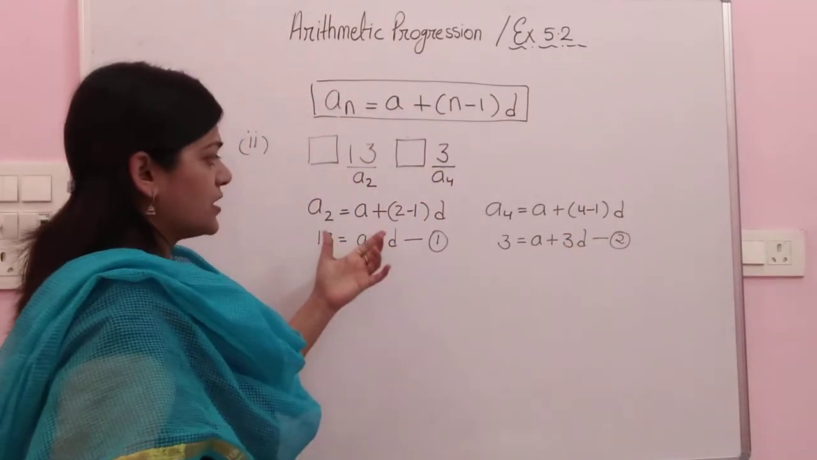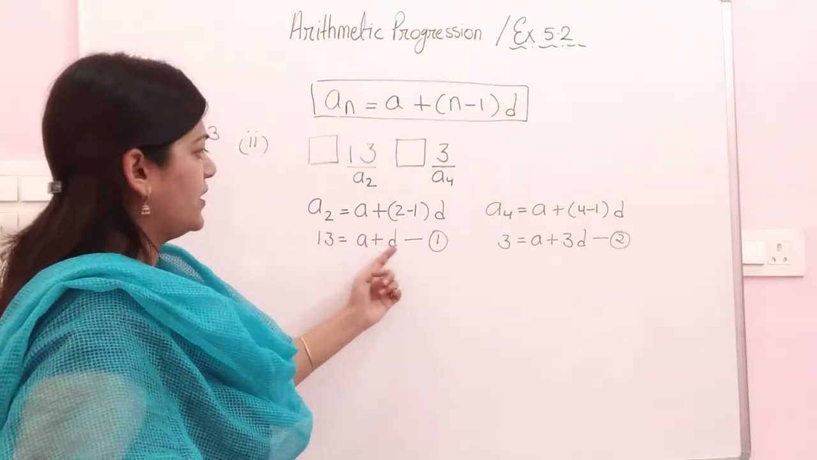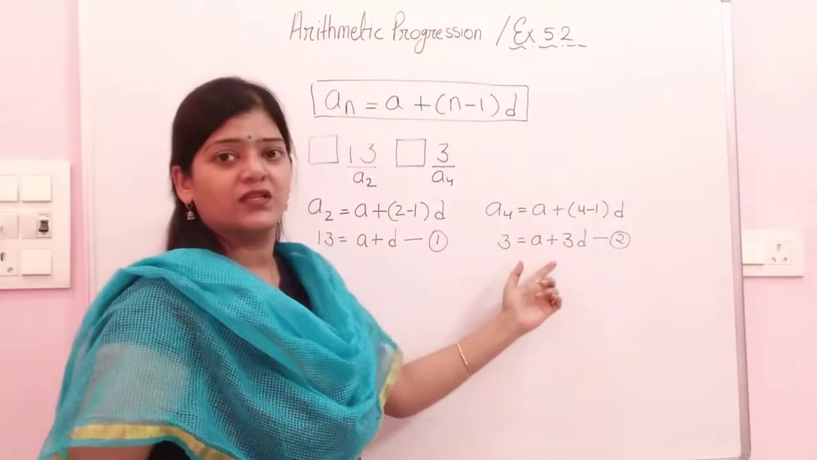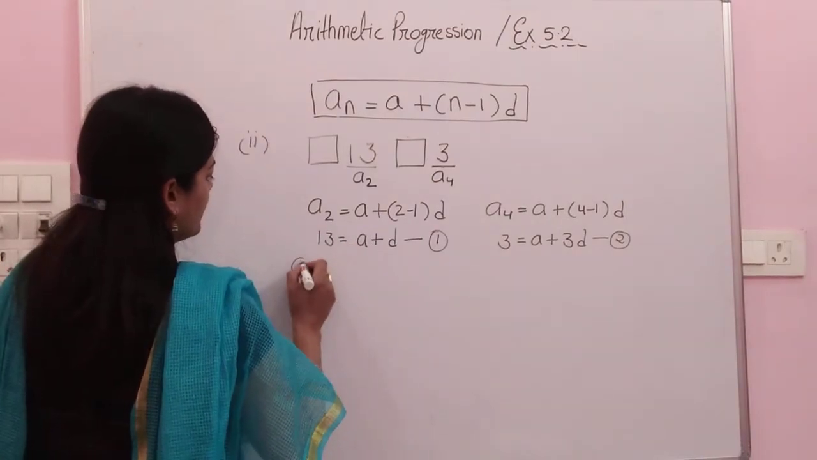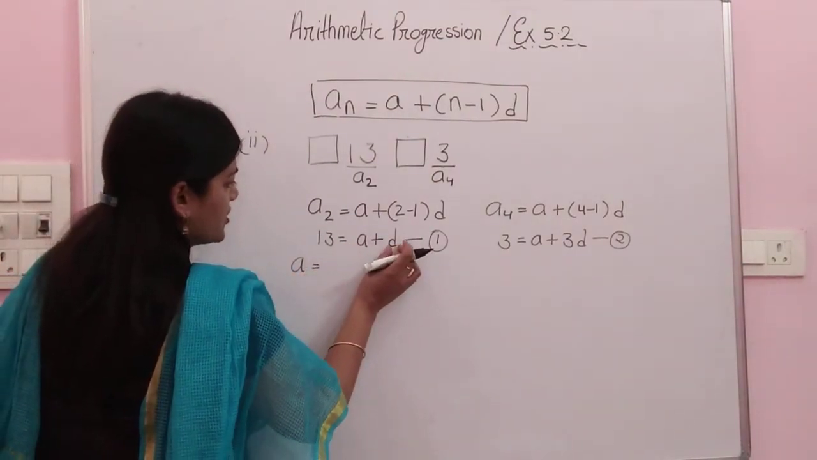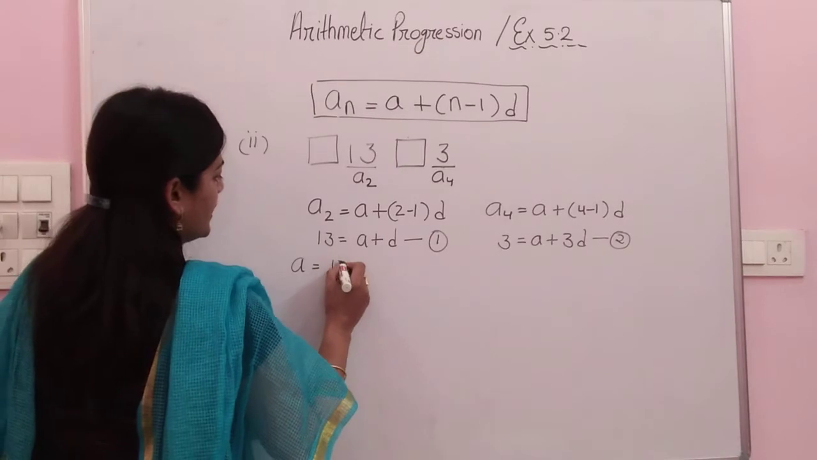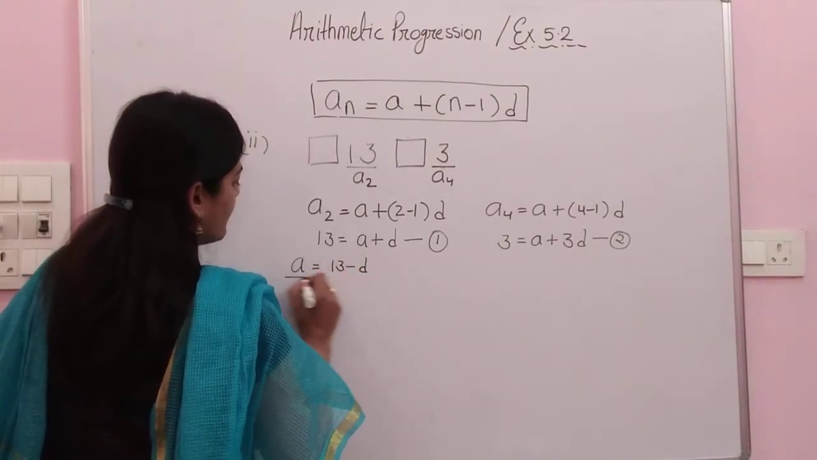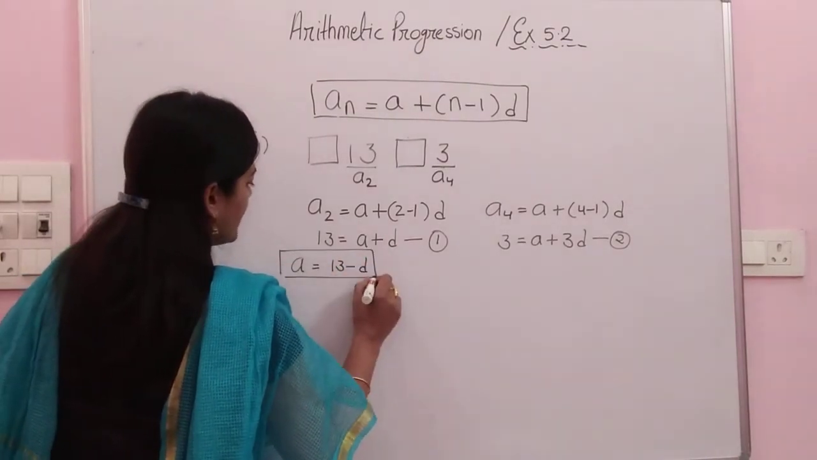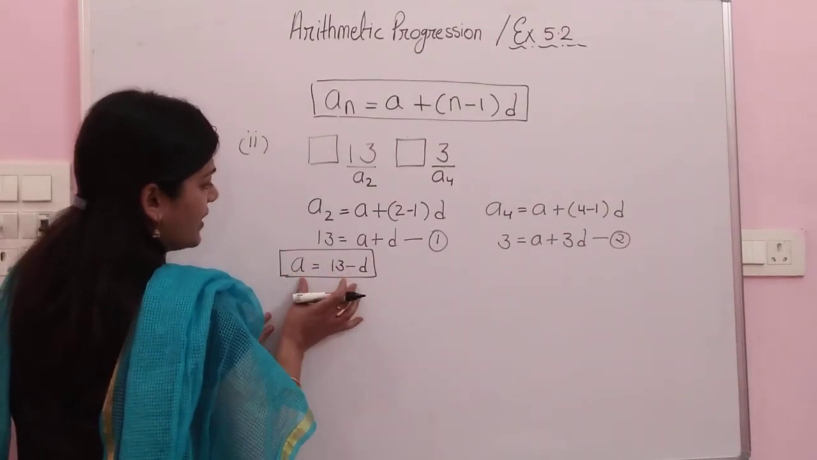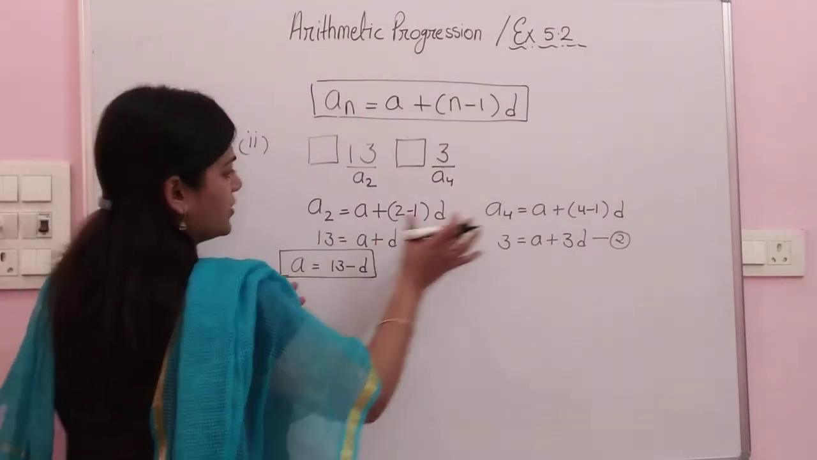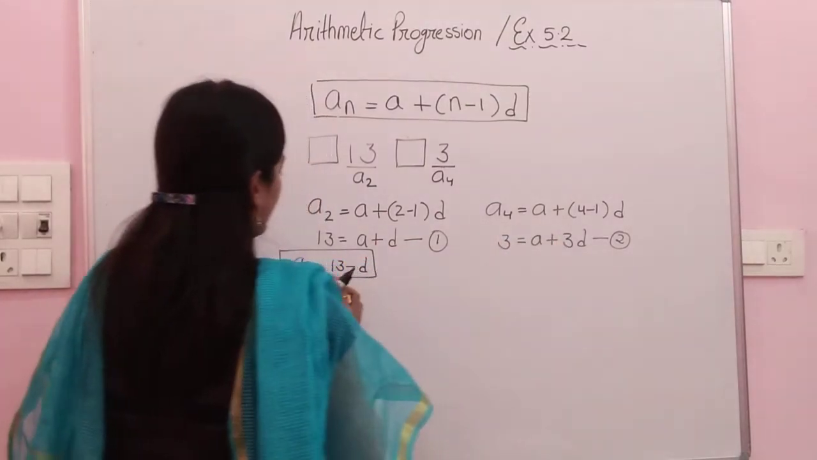You can substitute the value of A or D from one equation into the other. What is the value of A here? D you can transpose from here to here. 13 minus D. This is the value of A in this equation. Just put this value of A, 13 minus D, from this equation into the other equation.